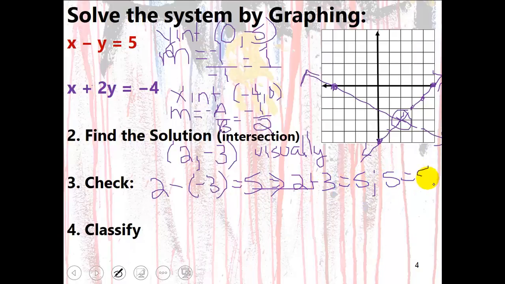In my second equation, I'm going to get 2 plus 2 times -3. We want that to equal -4. So I get 2 minus 6, and when I simplify that left-hand side, I get -4 equals -4, and so it checks. We'll classify these all in the next video. So save these notes.